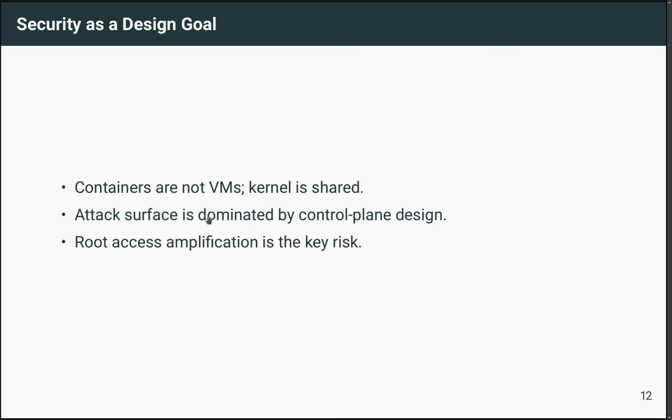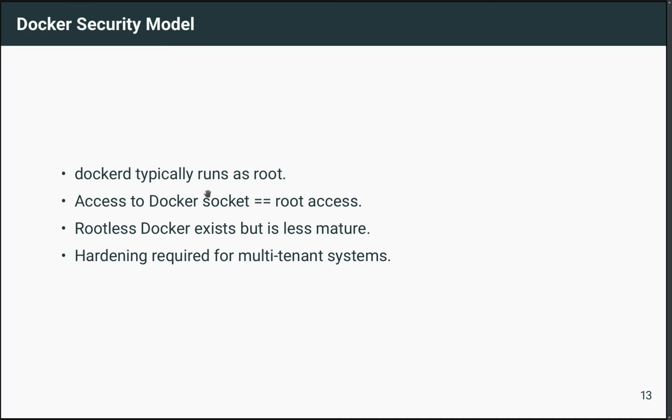Now we come to probably the most important part, that is the security. So containers are not virtual machines, kernel is shared, that is one thing. The second thing is attack surface is dominated by control plane design. Here we are talking about the control plane of Kubernetes. However, root access amplification is the key risk in Docker. Dockerd typically runs as root. Access to the Docker socket means you have root access. Rootless Docker exists but is less mature and people generally don't do that. Hardening required for multi-tenant systems.